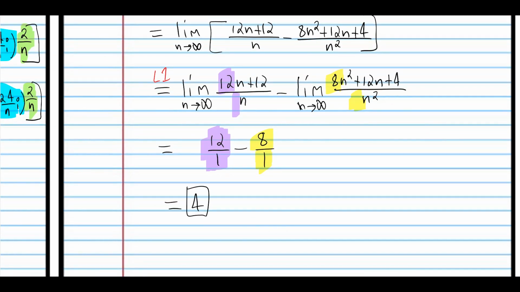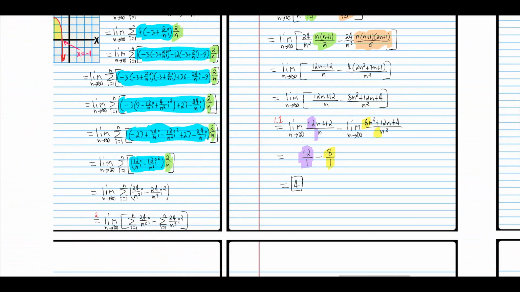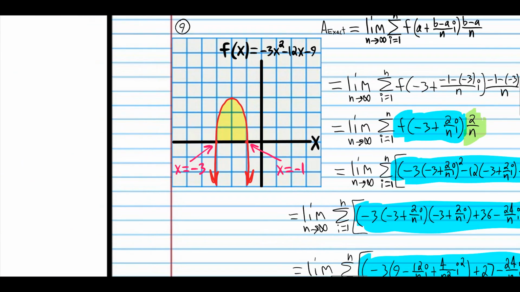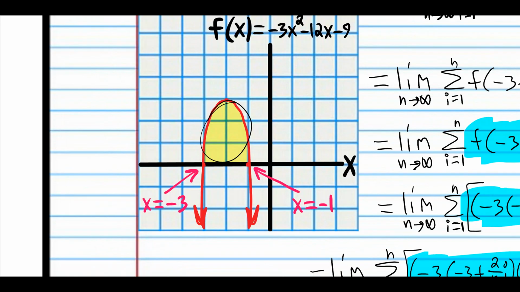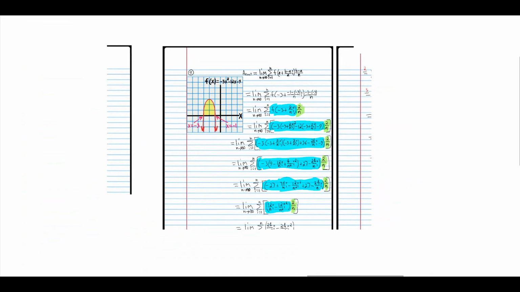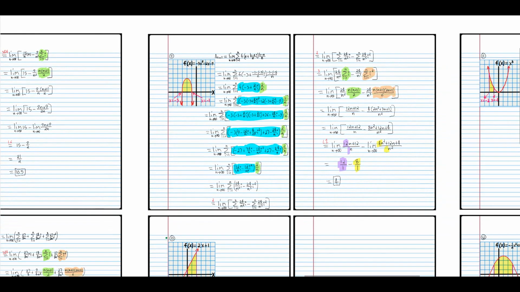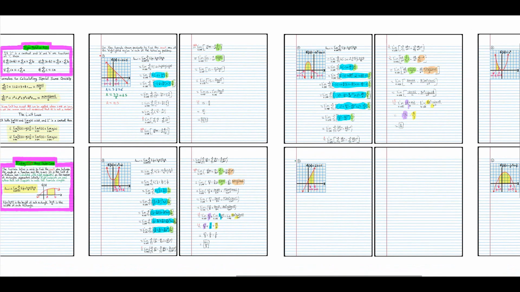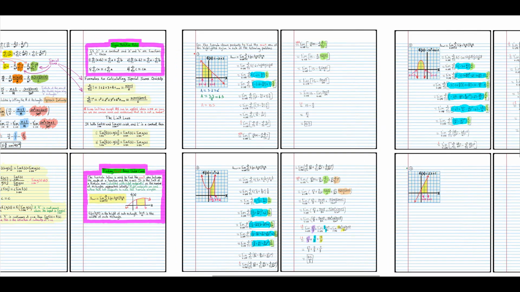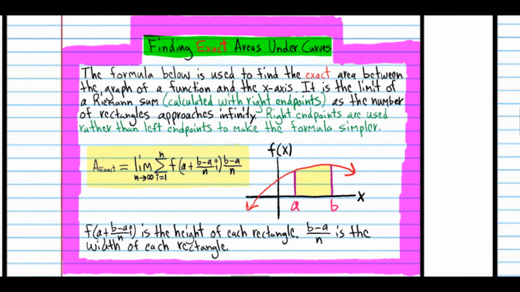So believe it or not, 4 is the exact area that you see here, measured in square units under the curve. Okay, so I know that's a lot of work. I know it's not pleasant, but again, we're not going to be doing this anymore for really most of the rest of the course.